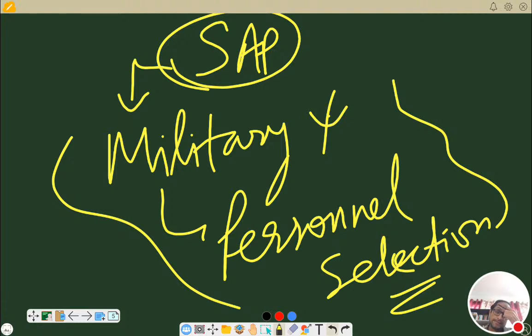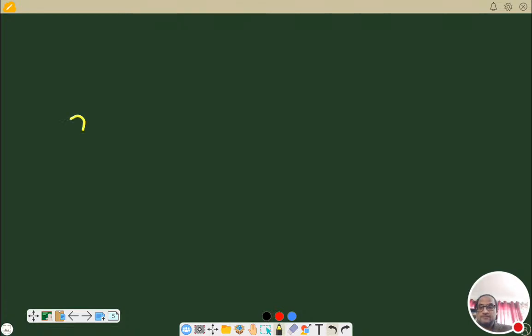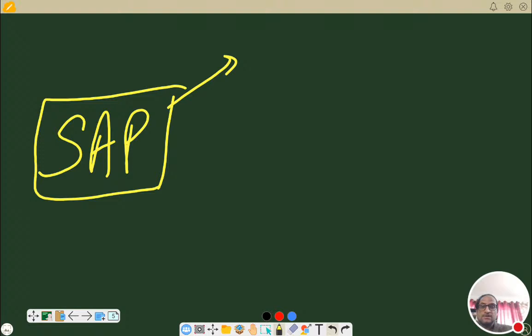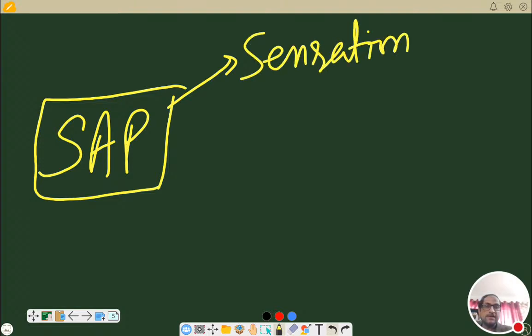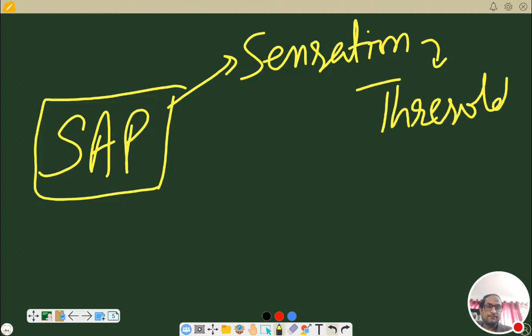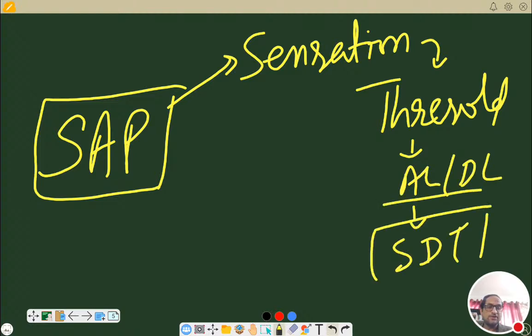So what we'll do is, firstly we'll do our SAP, sensation, attention, perception, which will include your concepts of sensation. Under that, the concept of threshold, AL, absolute threshold, DL, and then the concept of signal detection theory, which is psychophysics. You need not worry about psychophysics, the laws of Weber and Fechner, that I will explain. Don't worry about that.